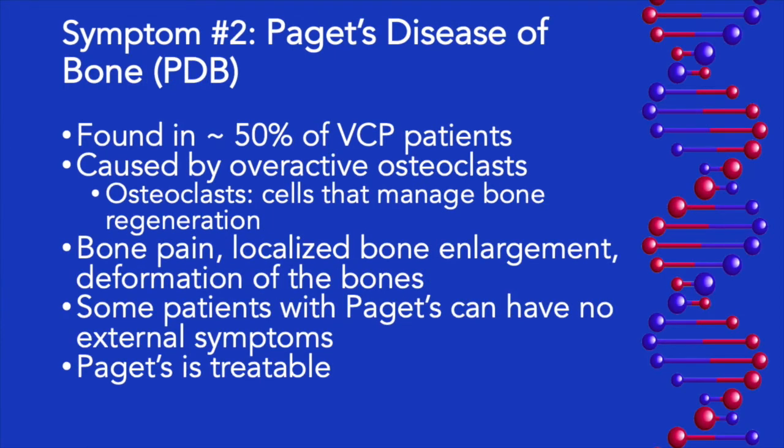The second symptom of VCP disease is Paget's disease of the bone, which is found in approximately 50% of VCP patients. This is caused by overactive cells that manage bone regeneration. It can show as bone pain, localized bone enlargement, and deformation of the bones. However, some patients with Paget's can have no external symptoms, and there are treatments for Paget's disease.